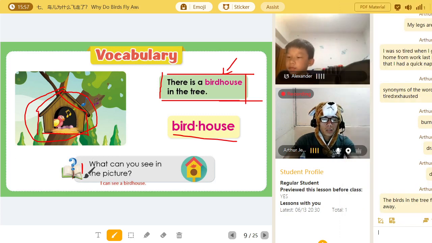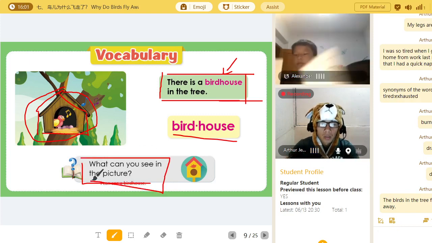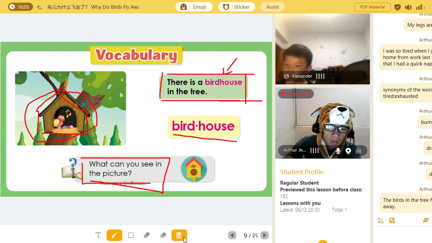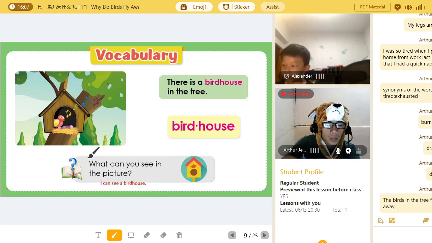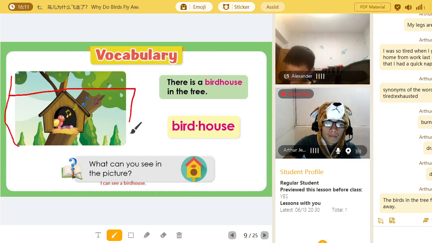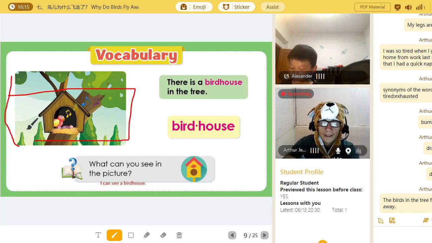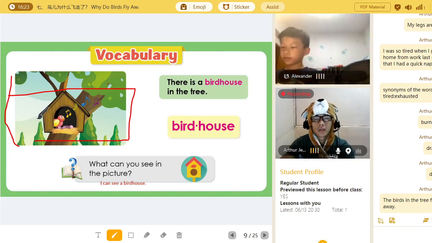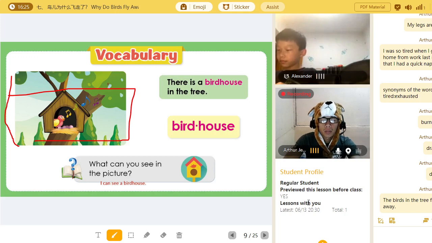Now, what can you see in the picture, Alexander? What can you see? I can see a girl and a bird. Okay, very good. That is correct. Well done.